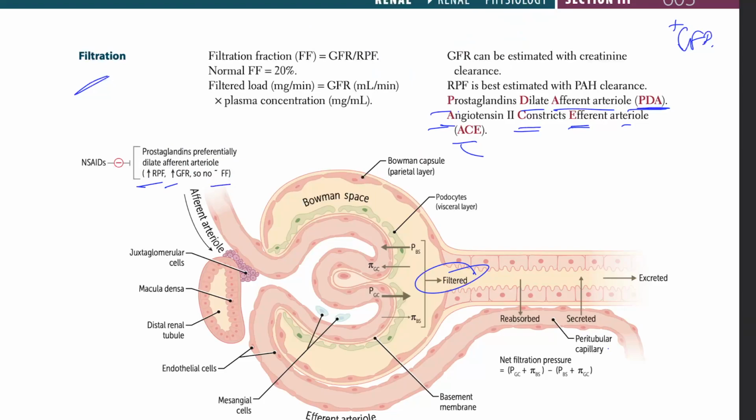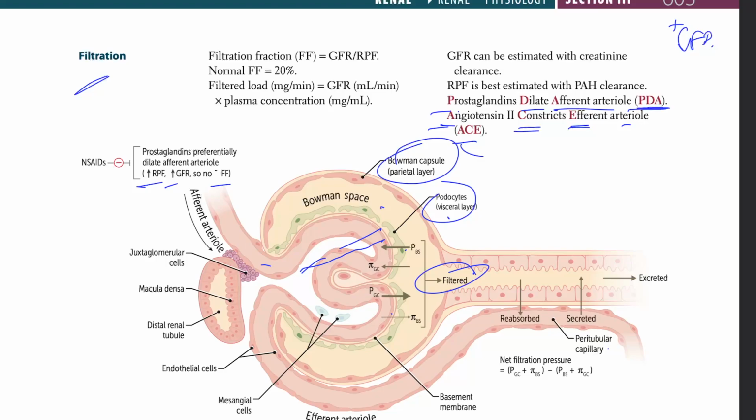Then looking at this, afferent arterioles, and then you have the podocytes, the Bowman's capsule, the parietal layer. We have the Bowman's space here. Then you have the podocytes, and then the basement membrane. This is the basement membrane, and then you have the fenestrated capillary endothelium, right?